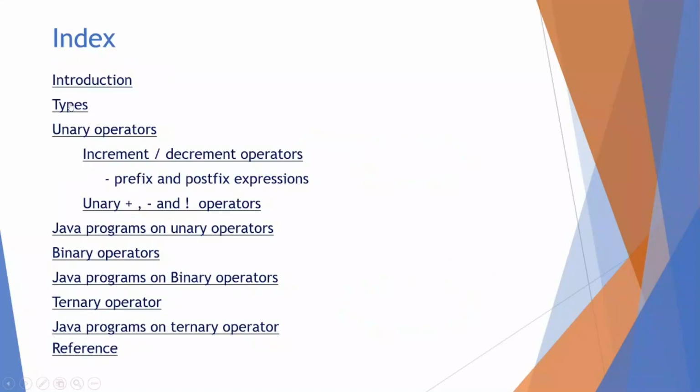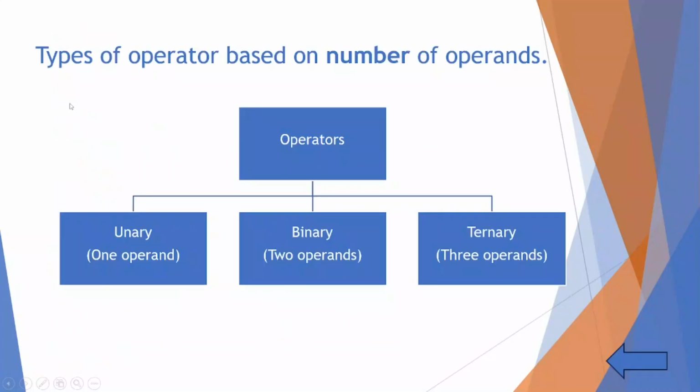Now, types of operators. Based on the number of operands used with an operator, operators are divided into three types. First one is unary operator, which uses only one operand. Binary uses two operands. Ternary uses three operands.